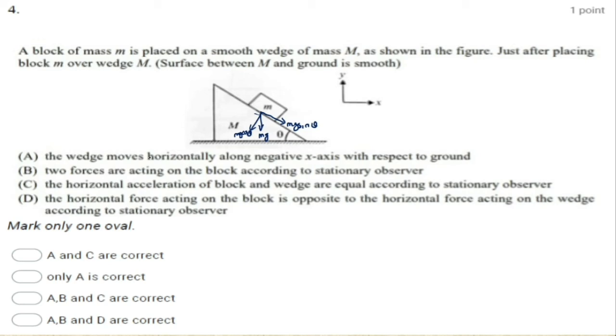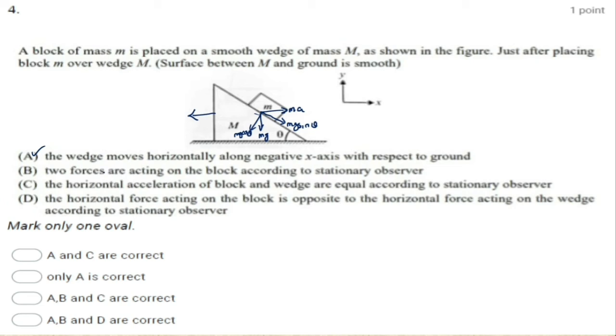You can see here in the first option it is given the wedge moves horizontally along the negative x-axis. That is correct only. When this small m slides downward, the wedge will move towards the left side. So option A is correct. Now when the wedge is moving towards the left, definitely a pseudo force will be acting on the small m, right? That will be acting in this direction. Say it as m into A. That is a pseudo force acting there, right?